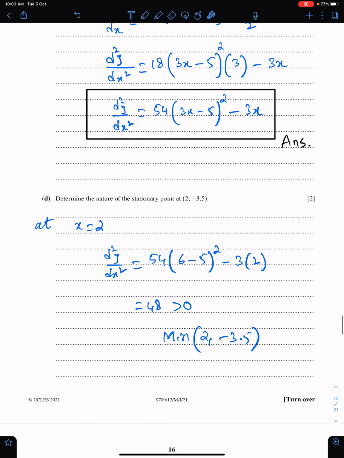Now we have to determine the nature of this point. So this is very simple. We just need to put 2 here and here. And we just need to observe the answer of the second derivative, which is positive. So this point is minimum. If the answer of the second derivative is positive, then the point is minimum, otherwise maximum. This point is minimum.